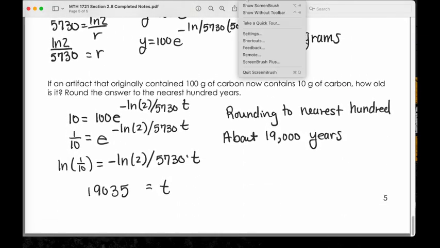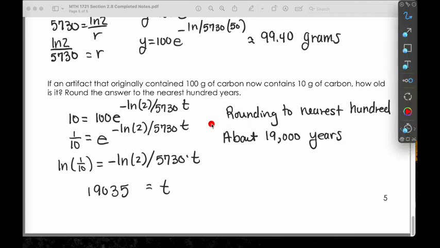Okay, now let's look at the last part of this question. If an artifact that originally contained 100 grams of carbon now contains 10 grams of carbon, how old is it? We're going to round our answer to the nearest 100 years. So we're starting off with 100 grams. We end up with 10 grams, and we want to know how much time has passed, and that's how we figure out how old it is. So I'm going to put in 10 for our final amount. I'm going to put in 100 for our initial amount. Here's our rate that we found in the first part of the question. What we need to do is solve for t to tell us how old it is.